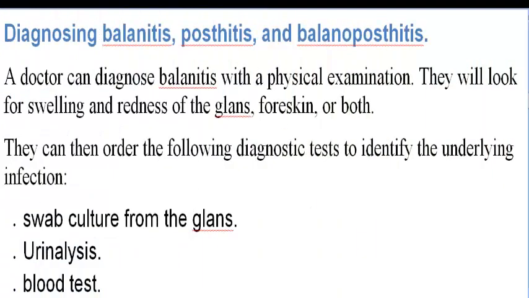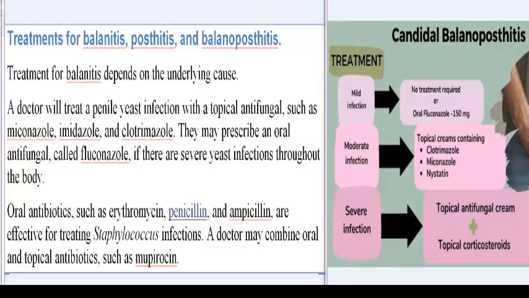Diagnosing balanitis, posthitis, and balanoposthitis. A doctor can diagnose balanitis with a physical examination. They will look for swelling and redness of the glans, foreskin, or both. They can then order the following diagnostic tests to identify the underlying infection: swab culture from the glans, urinalysis, blood test.